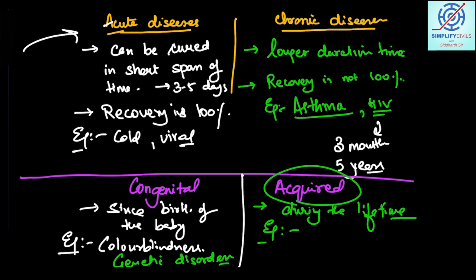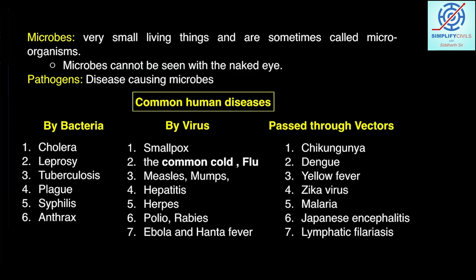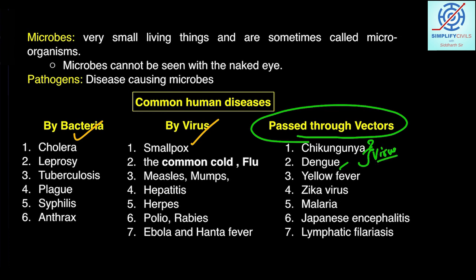So I've given you 3 types of differences: communicable, non-communicable, acute diseases, chronic diseases, congenital diseases and acquired diseases. So I hope the basics are getting cleared. With examples, I am trying to give you the answer. I have mentioned some of the diseases here with respect to what are caused by bacteria, what are caused by viruses, and some of the diseases may be the causative agent is bacteria or virus, but they are passed through vectors. For example, chikungunya and dengue, they are caused by viruses, but the mode of spread is mosquito.